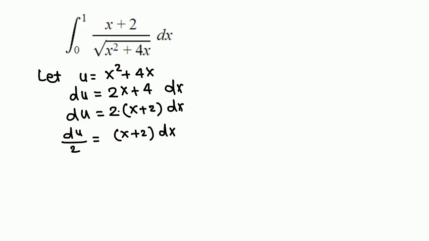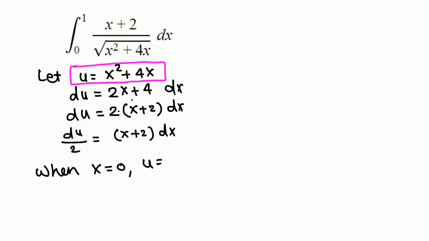You want to make the u substitution, and we are trying to convert everything in terms of u, and these limits are for x. When x equals 0, what happens to u? We need to find that. These limits are with respect to x, so we work with this substitution. When x equals 0, u is equal to 0 plus 0, which is 0. And when x equals the upper limit 1, u will be 1 squared plus 4 times 1, so it will be 5.